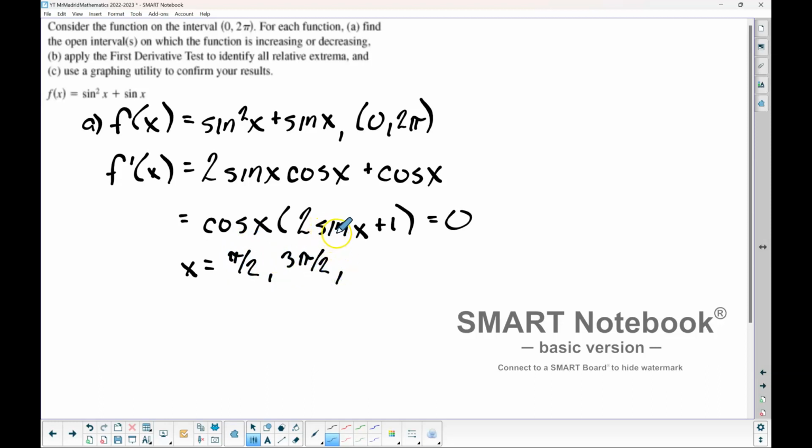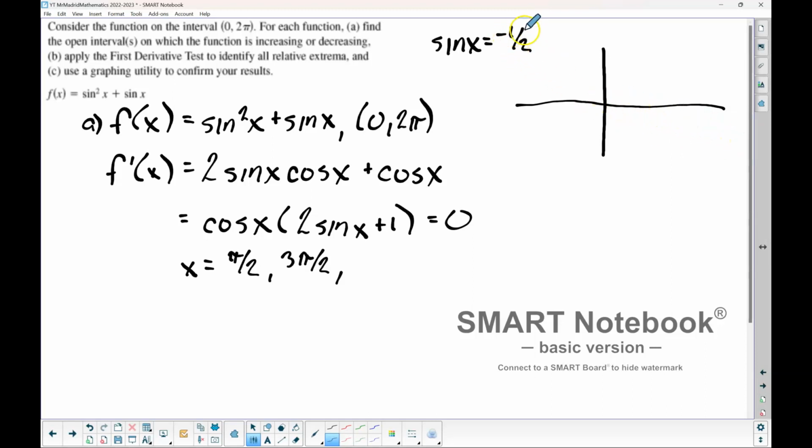And as far as sine, the way you would set this up, and I'm trying to be as efficient as possible so these videos aren't too long, you would set this factor equal to 0, so you'd have 2 sine x plus 1 equal to 0. Subtract the 1, you've got negative 1. Divide by 2, you get sine x equals negative half. And where does that happen?